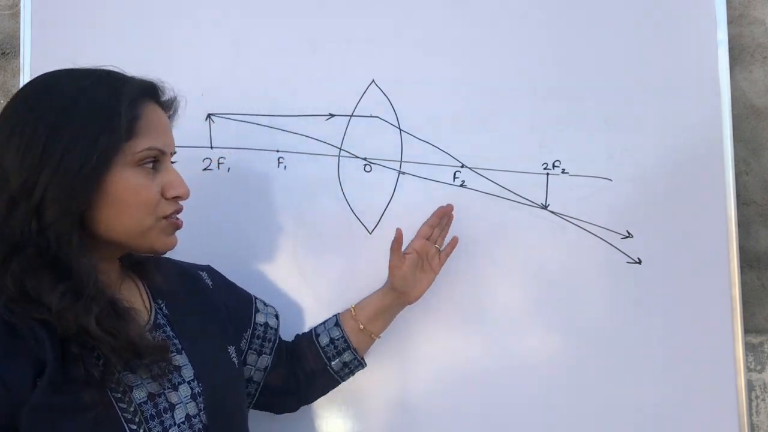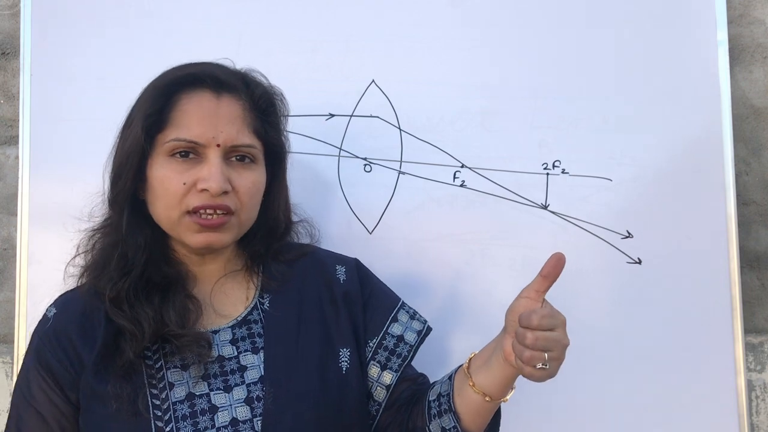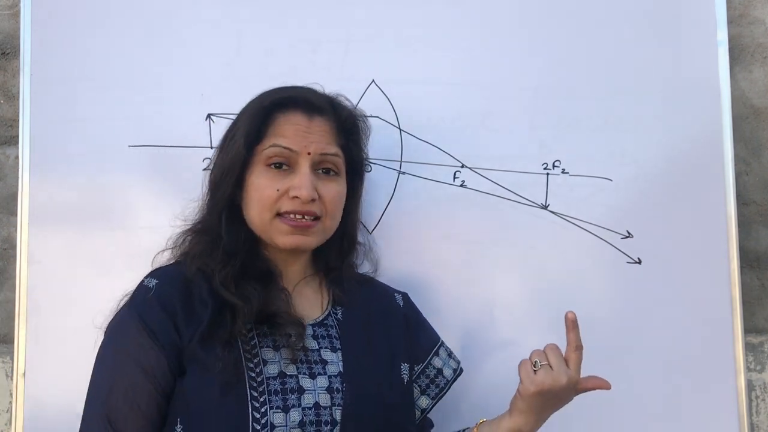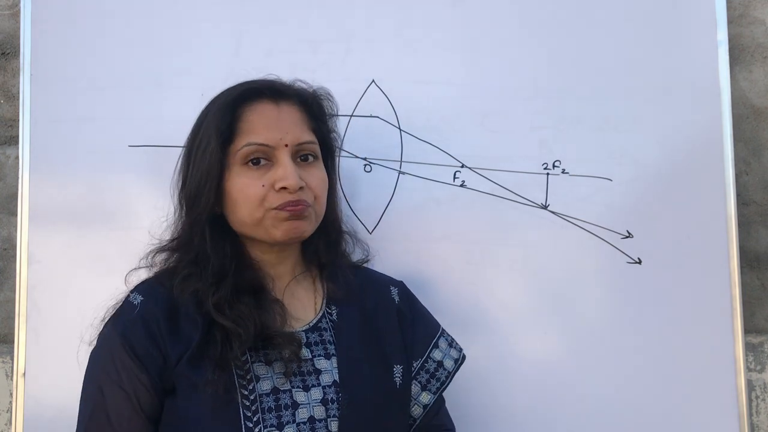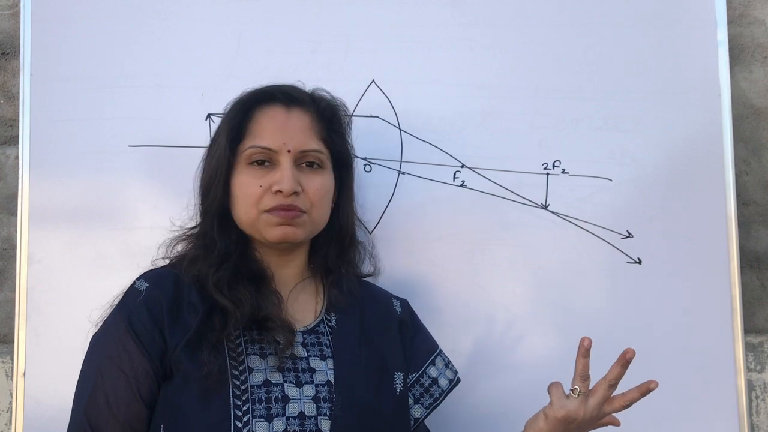Okay, so this was our next condition. Now here what we'll say: what's the position of the object? It's at 2F1. And what is the position of the image? It's at 2F2. What is the nature of the image? It's real and inverted and the size is the same size.